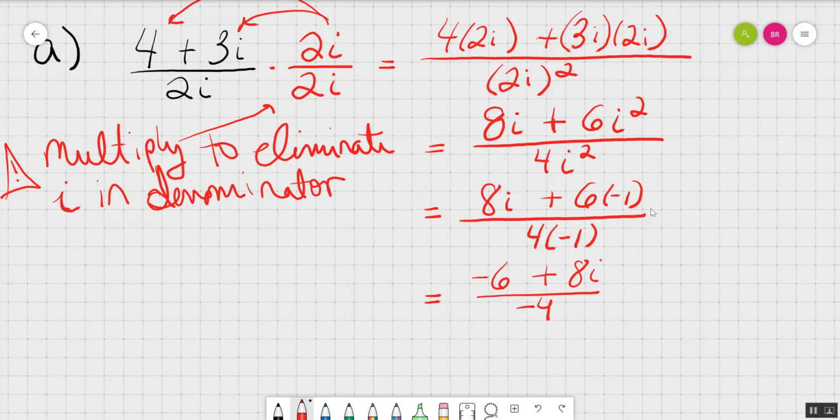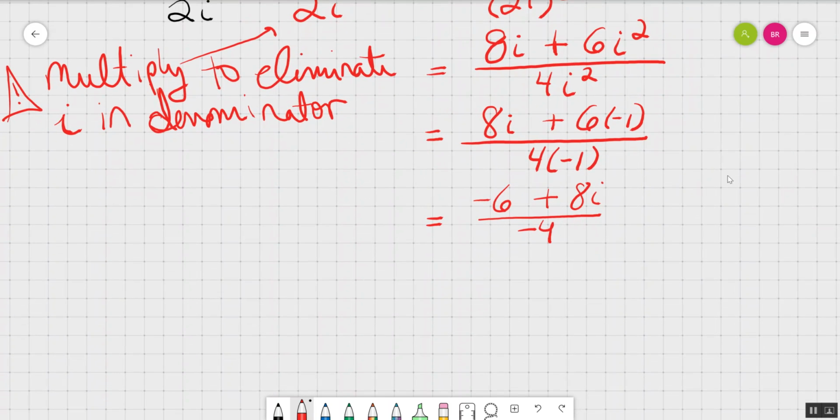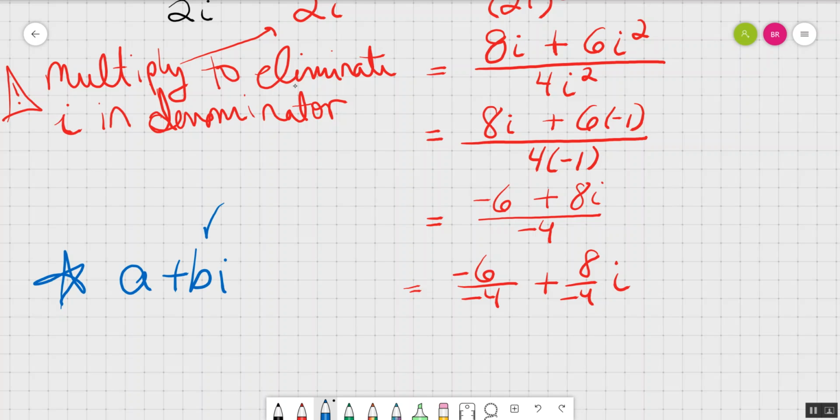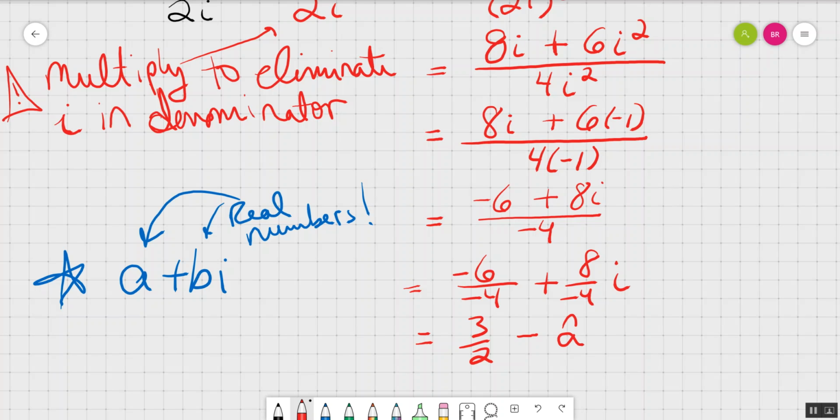Then I'm going to use separation of the numerator to simplify this at last. So I'm going to end up with 6 over negative 4 plus 8 over negative 4i. You want to do this because remember, we always want to be in a plus bi form. So I'm trying to come up with a number here times i, real numbers. 6 divided by 4, negative divided by negative, that'll be positive, so I can reduce this to 3/2. And then 8 divided by negative 4 will give me negative 2 times i.